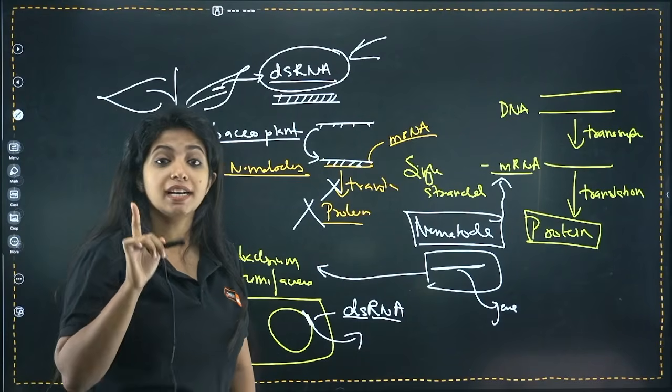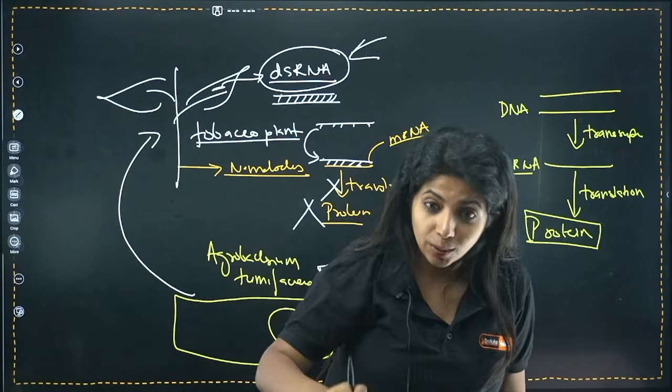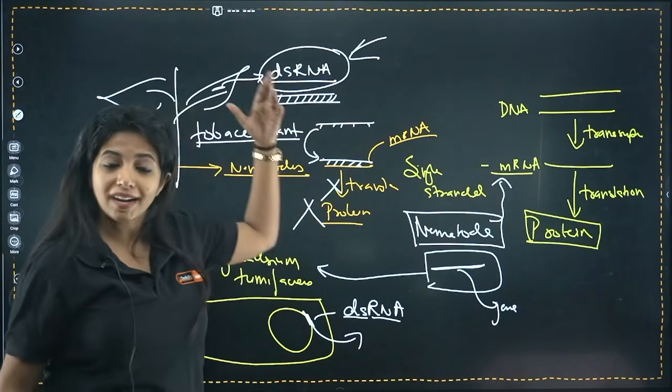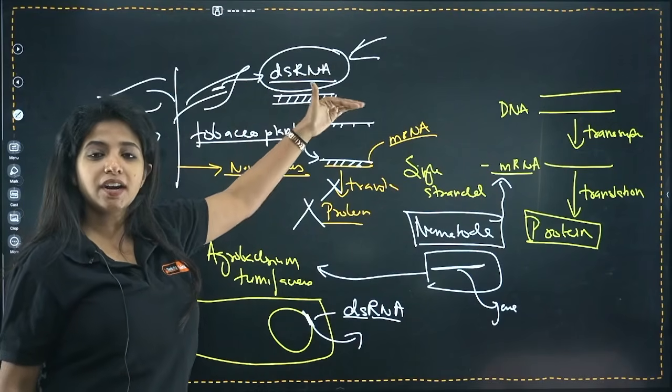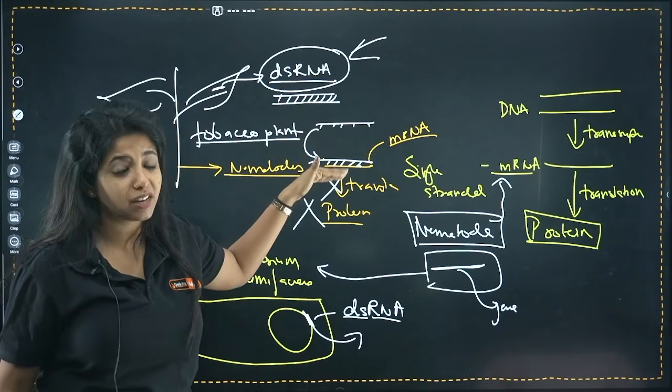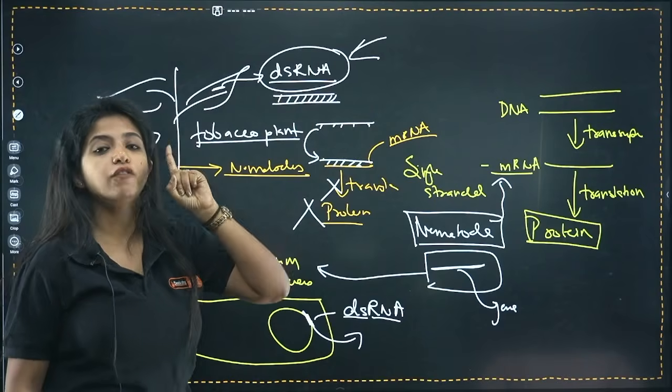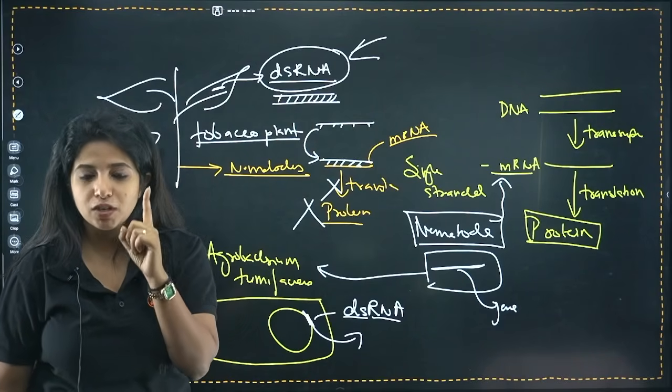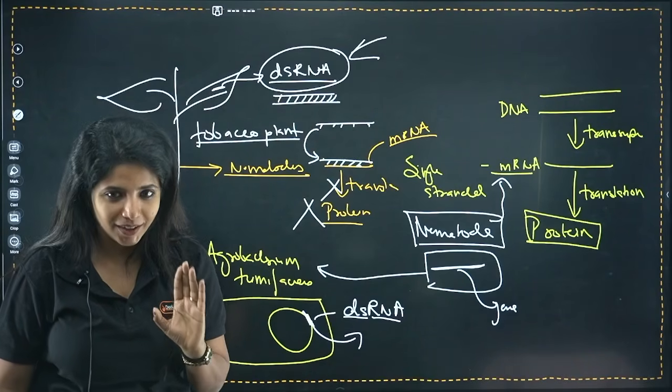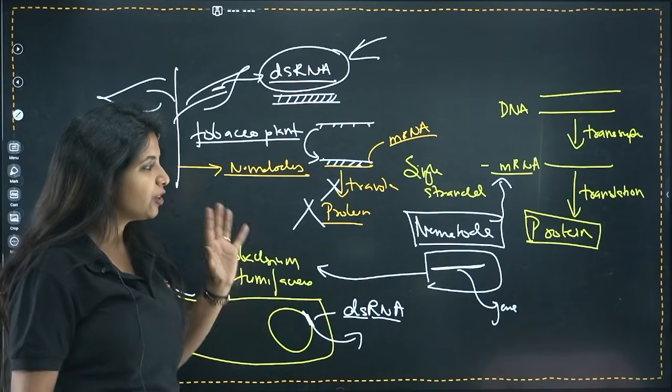Do not go and write single-stranded RNA. For this particular thing, you require a double-stranded RNA itself. From this double-stranded RNA, only one strand goes up there and binds. But you require double-stranded RNA. If at all you write single-stranded RNA, your marks are going to be cut. Got it? Got it?